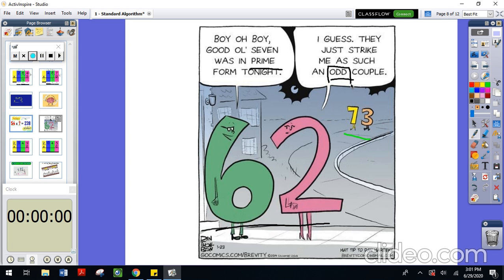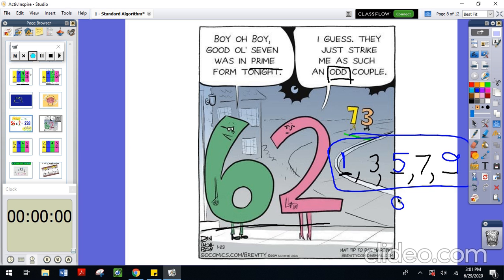Alright, so thinking about that word odd, 7 and 3 are both examples of odd numbers. But there are some other odd numbers that go along with it. What are the other odd digits that we know of? That's correct. 1 is an odd digit. 5 is also an odd digit, and 9. So whenever you see these digits in the ones place, that is going to make a number odd.